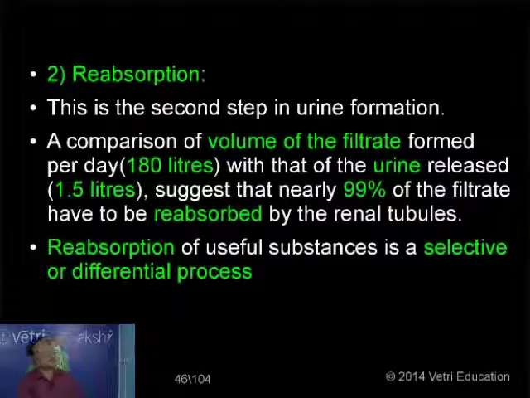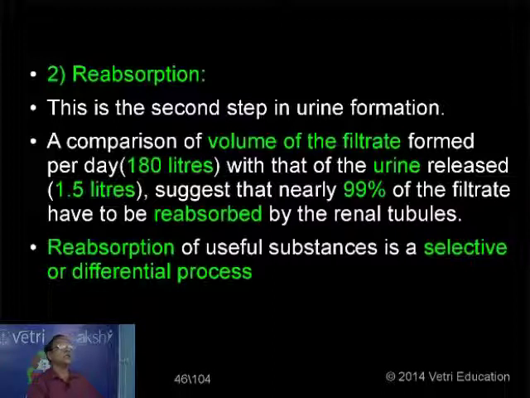Now the second process, the major event responsible for reabsorbing almost all the materials from the filtrate. When you compare the amount of filtrate produced per day and the amount of materials reabsorbed, one can understand that nearly 99% of the filtrate is normally reabsorbed, because the amount of filtrate produced is 180 liters per day. Out of this 180 liters, only 1.5 liters is excreted as urine. The remaining, about 168.5 liters, is reabsorbed.